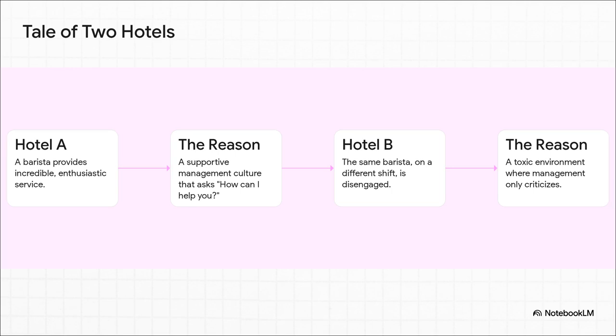There's this amazing story that just illustrates this perfectly, the tale of two hotels. So at Hotel A, you've got this barista who is an absolute superstar. Enthusiastic, amazing service, customers love them. Why? Because their manager is super supportive, always asking, how can I help you succeed? Now, take that exact same barista and put them in Hotel B on a different shift. Here, the management is toxic, always criticizing, and what happens? The barista is totally disengaged, just watching the clock. Same person, completely different performance. It's all about the system.